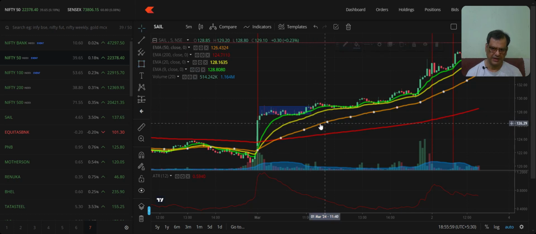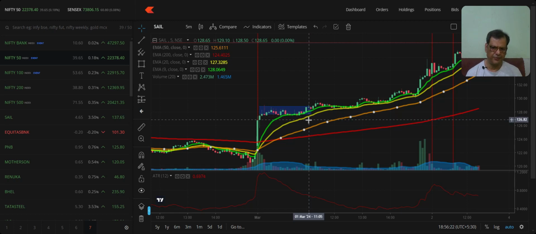you can make a rectangle here as price is consolidating. On the breakout of this rectangle, you can place a buy order, and your stop loss will be below the rectangle with some buffer. Now, the ATR at this point of time is showing 70 paisa, so you can give it a buffer of 70 paisa below the bottom of the rectangle.